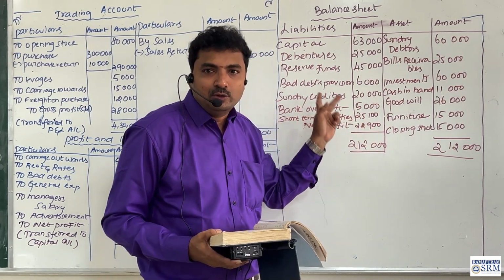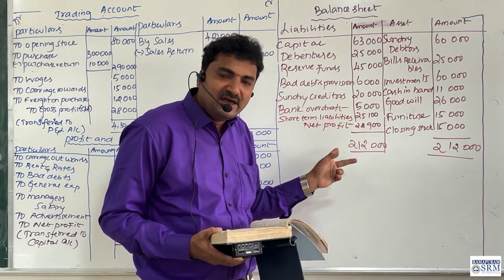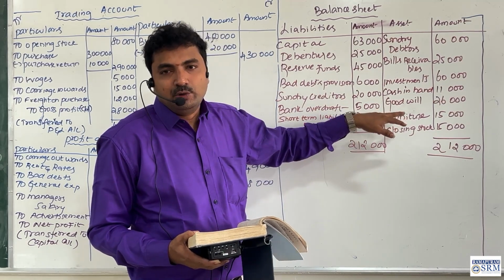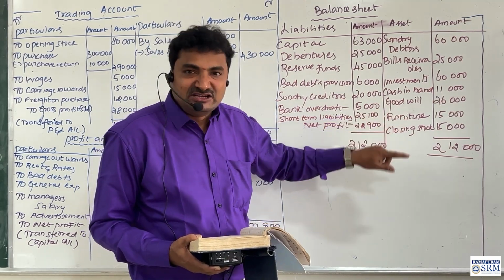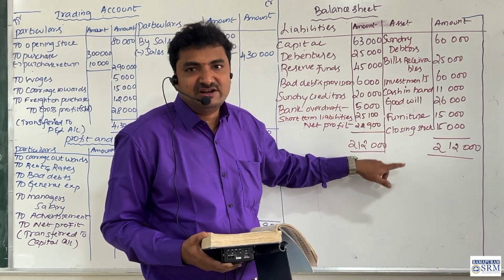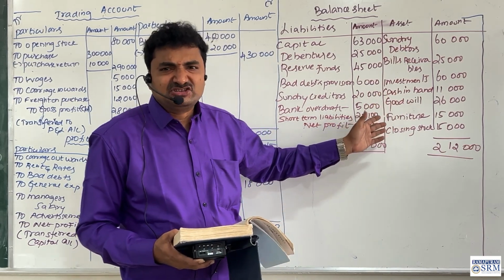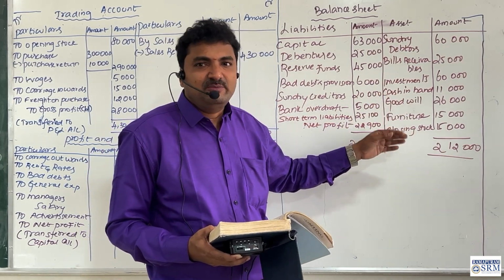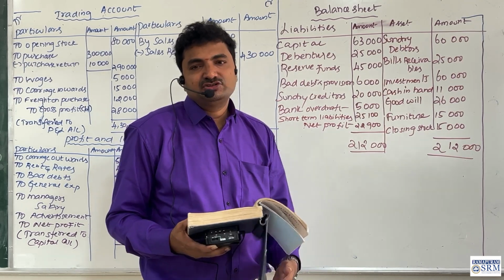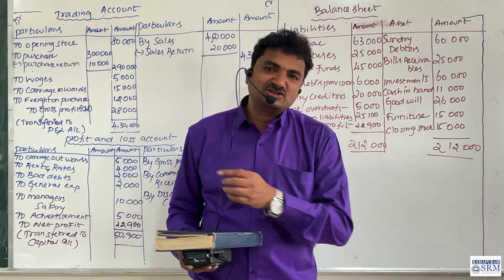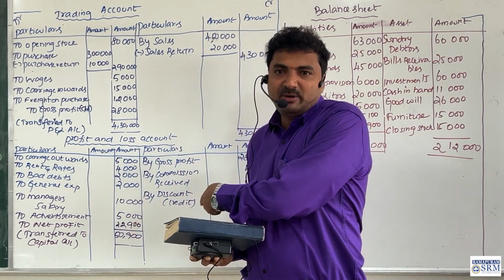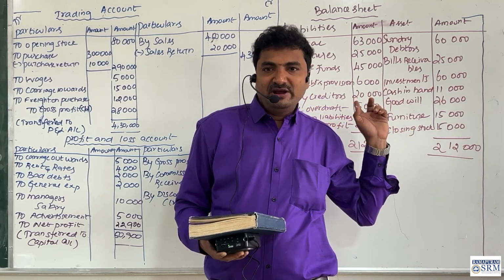Liability will have only two major classifications, short term as well as long term. For asset, you have fixed asset, tangible asset, intangible asset, current asset. So these types of classification will be there for the asset side. I hope you can clearly understand what is meant by trading account, profit and loss account, and balance sheet.